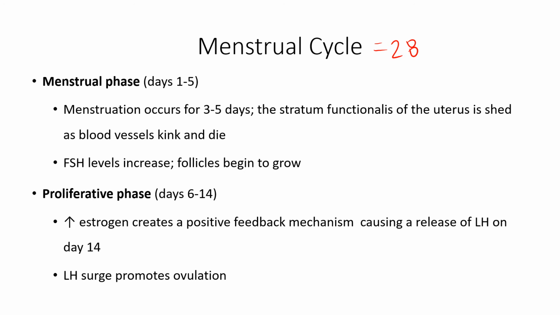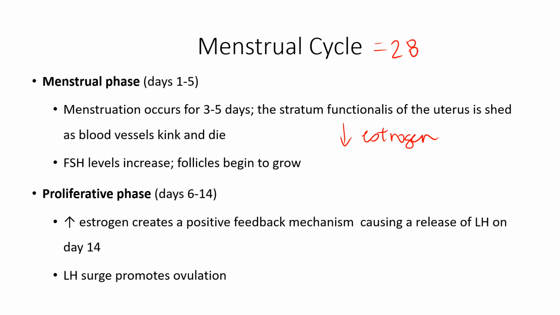Now let's start with the beginning of the cycle, which is called the menstrual phase. This is the time when menstruation occurs. Technically, what happens is the endometrial lining, called the stratum functionalis, is shed from the uterus. With the decline in hormones like estrogen, for instance, we see the endometrial lining slough and be removed. This process occurs for approximately 3 to 5 days. During this time, FSH levels begin to increase and follicles begin to grow for the next oocyte to be ovulated.